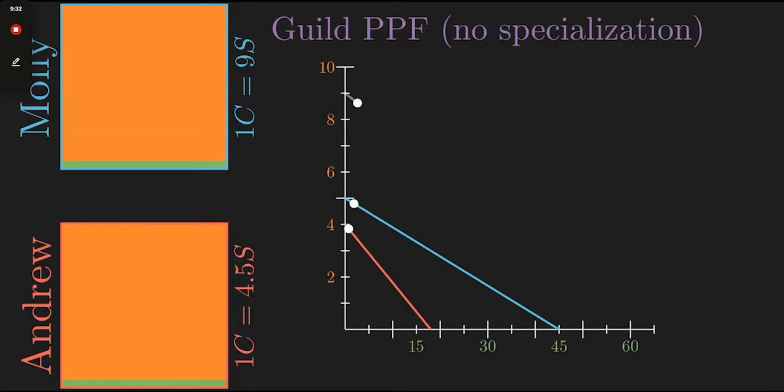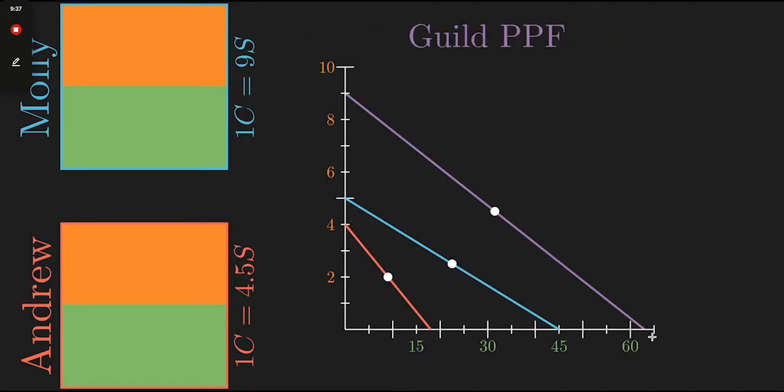All right, so it doesn't have to be half and half. We could say, if they produce all carrots or all spinach down here, we simply add up Andrew's 18 with Molly's 45, and that gives us 63. And on the vertical axis, if they both produce only carrots, then we have 4 plus Molly's 5 gives us a total of 9. So that's what this line is representing. Both farmers are making the same crop splits on their farms.